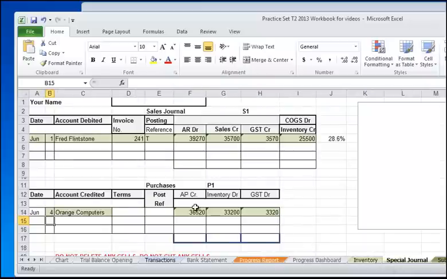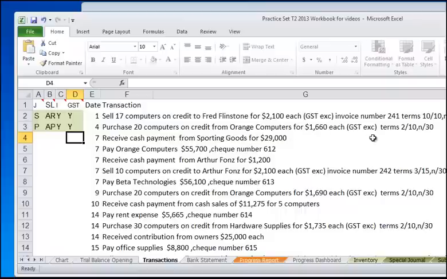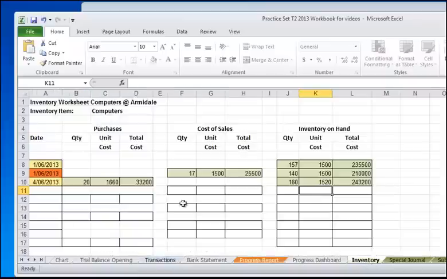Go back to special journals. What do we need to do? Posting reference T. It's a tick. Now let's also put in the terms. What are the terms of trade? They're explained in the Fred Flintstone transaction when you go onto the Moodle forum. But the transaction terms were 2/10 net 30. Let me write those in.